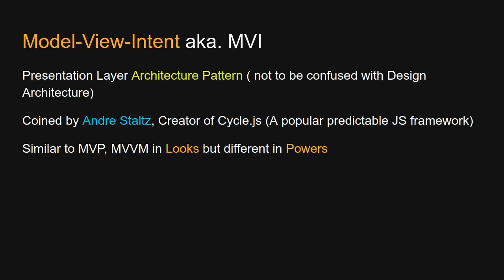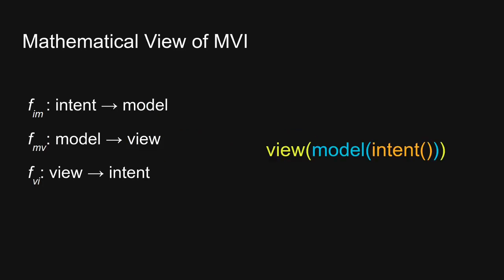MVI is basically Model View Intent. It is a presentation layer architecture pattern. It's not a design architecture, it's just an architecture pattern. It was coined by Andre Staltz, the creator of Cycle.js. Cycle.js is a very popular JavaScript framework. MVI is very similar to MVP and MVVM in looks, but it has some very serious superpowers.